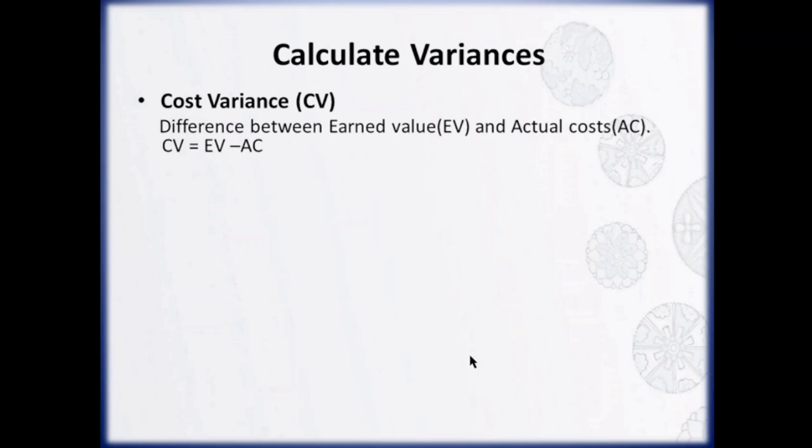First is cost variance. This variance indicates whether the project is on budget, over budget, or under budget. It is the difference between the earned value and actual cost. Now, let's look at how to interpret cost variance. If cost variance equals 0, it means the project is exactly on budget. In other words, we have earned the same as what we have spent.